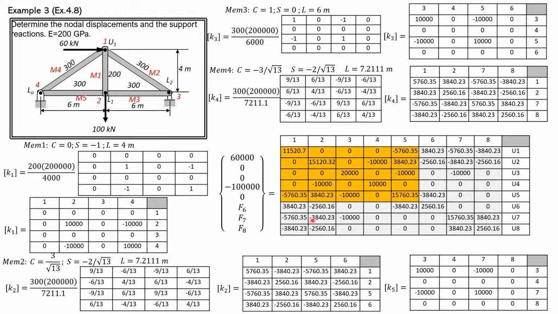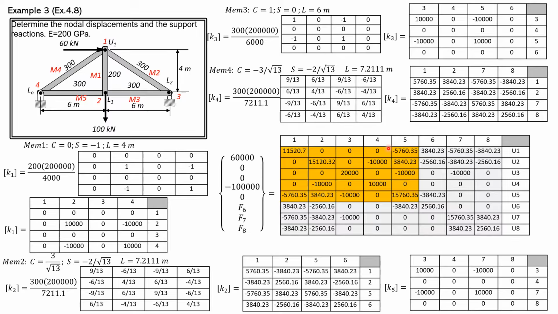Finally, 5, 5. We have 5760.35 here. Then we have 10,000 here, then none here, so none also here. So 5760.35 plus 10,000 is 15,760.35. So that's it. Then complete the rest, and remember to use symmetry to facilitate the filling up of these cells.